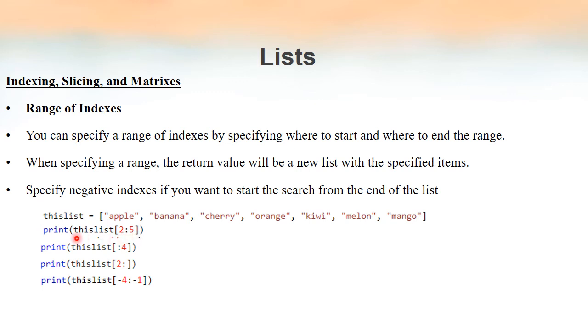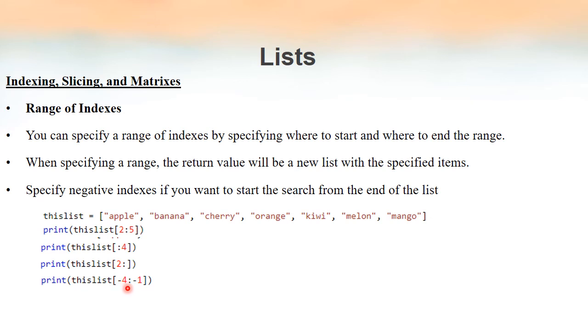So this means we have to start slicing of the list named this list from index number 2 till index number 5. Since the integer mentioned here is a positive number, it means the index number actually. If it was a negative number, for example here it is -4.